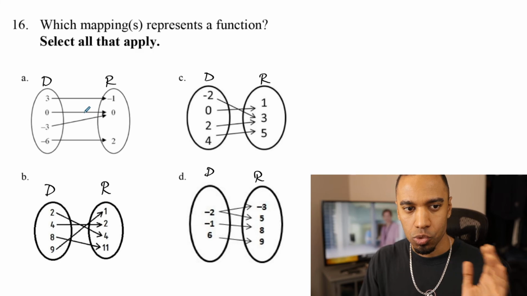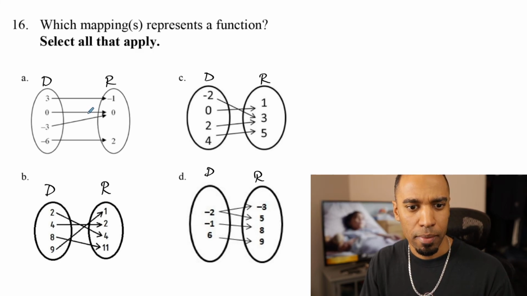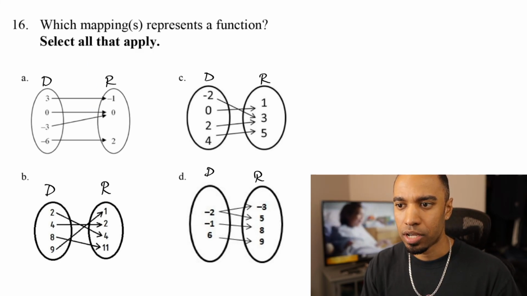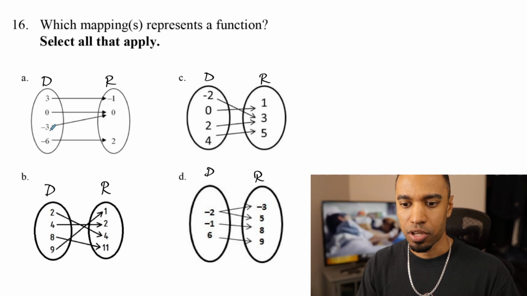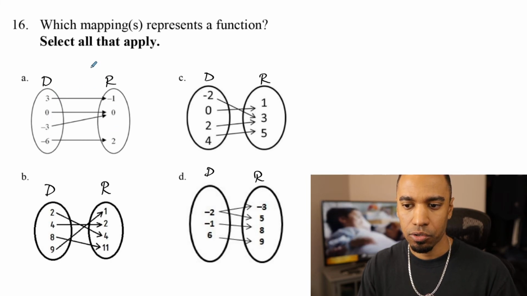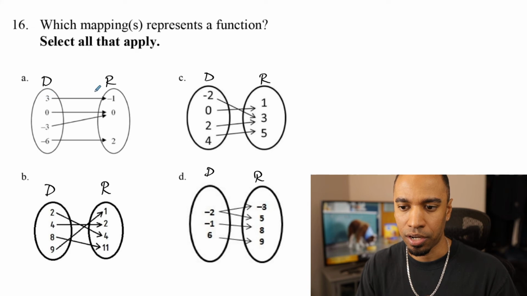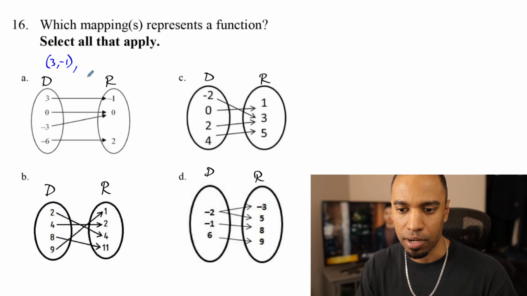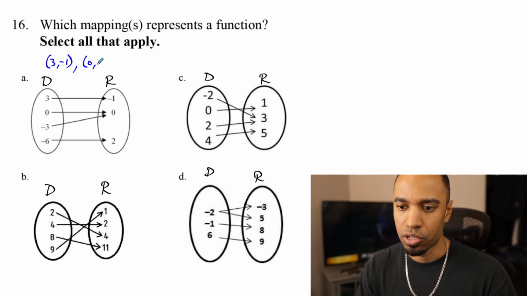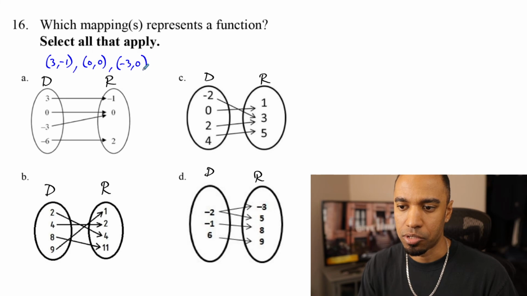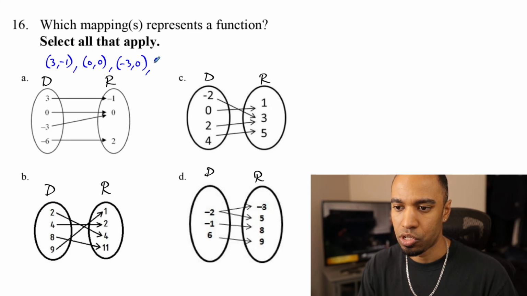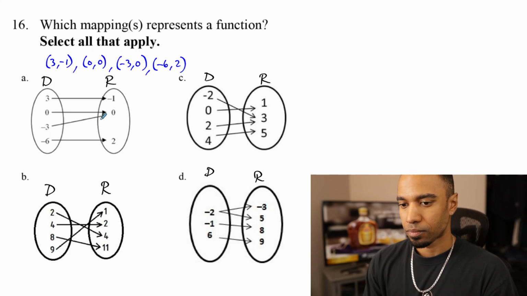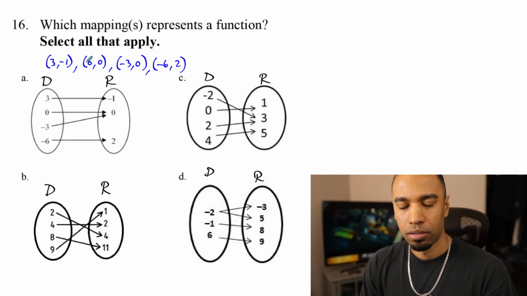But I'll show you on A as well. Something else that's worth mentioning is that these are showing you coordinate pairs. If these are the x's and these are the y's, the arrows point to what makes coordinate pairs here. So when 3 points to negative 1, that means there's a coordinate pair that is 3, negative 1. When 0 points to 0, there's a 0, 0. When negative 3 points to 0, there's a negative 3, 0. And when negative 6 points to 2, there's a negative 6, 2. So those are your 4 points.